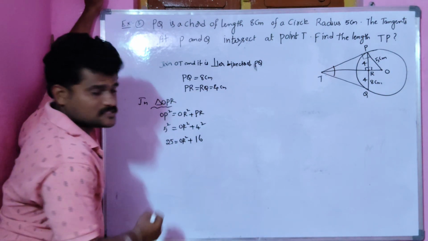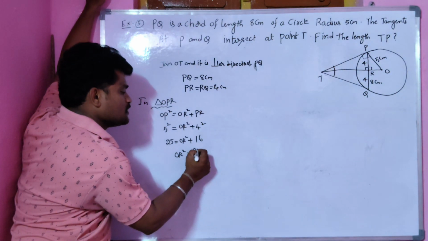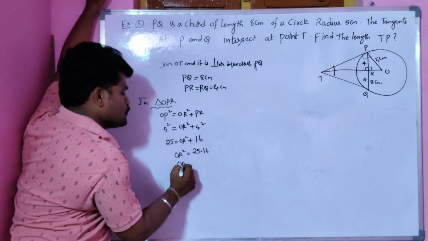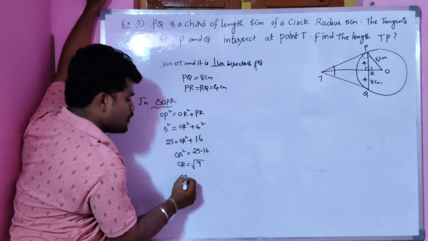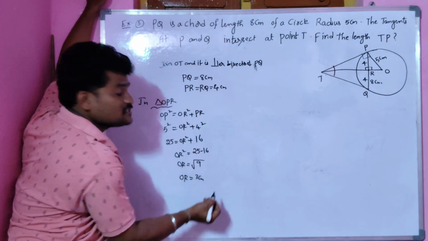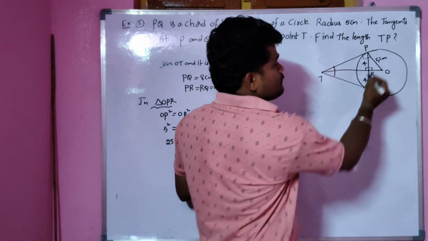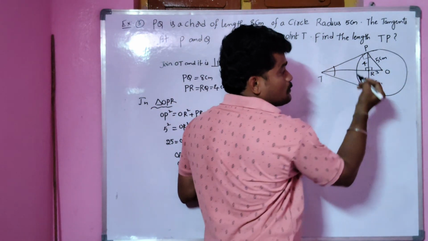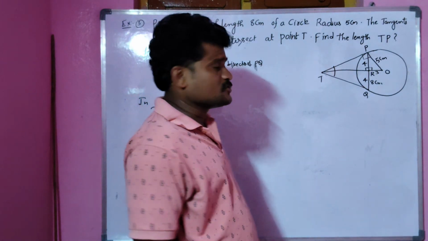We want OR square, so we can find it. OR square is equal to nothing but 25 minus 16. Then OR is equal to the square root of 25 minus 16, which is 9. Then OR is equal to 3 centimeters. So in the first right angle triangle, we got the value of OR, that is nothing but 3 centimeters. Then I'll go for the next right angle triangle.